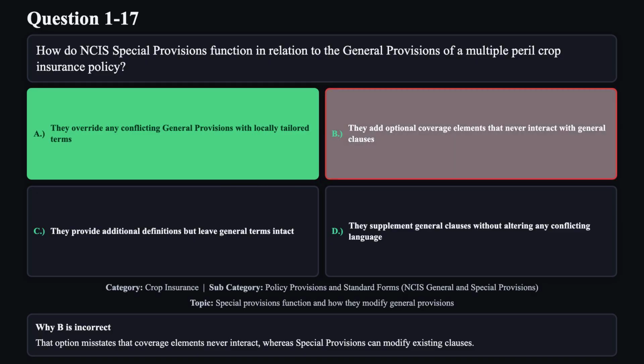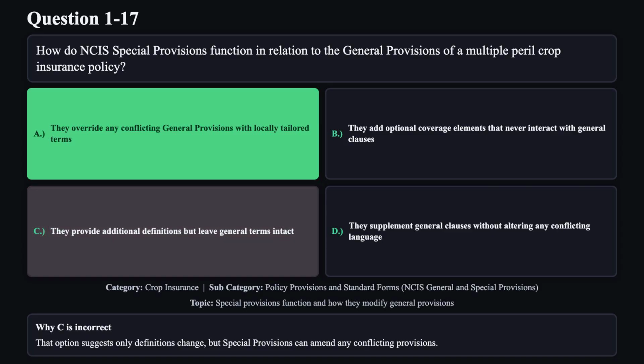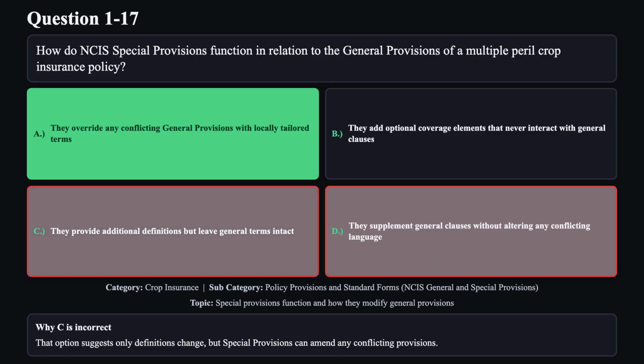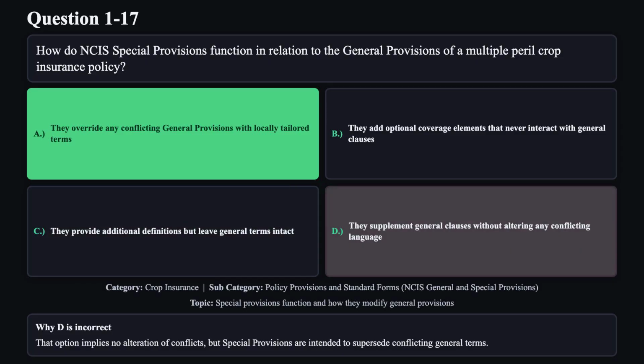Reason B is not correct. That option misstates that coverage elements never interact, whereas special provisions can modify existing clauses. Reason C is not correct. That option suggests only definitions change, but special provisions can amend any conflicting provisions. Reason D is not correct. That option implies no alteration of conflicts, but special provisions are intended to supersede conflicting general terms.